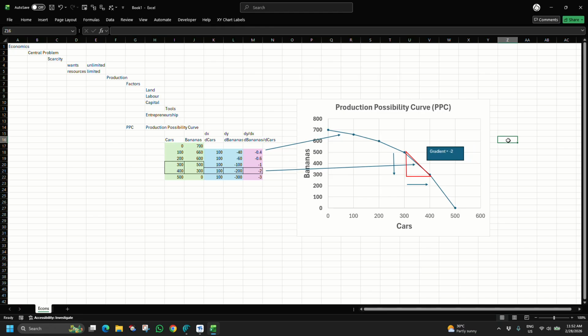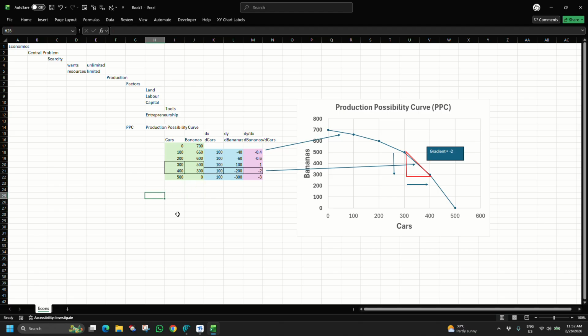That's the red triangle. That's the change going from 300 to 400 cars and foregoing 200 bananas by going from 500 to 300.